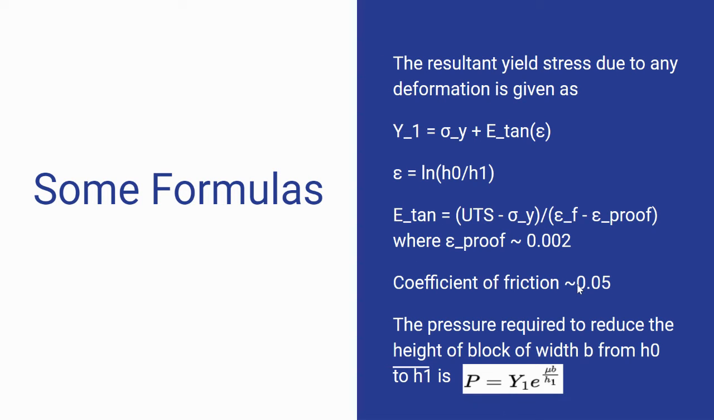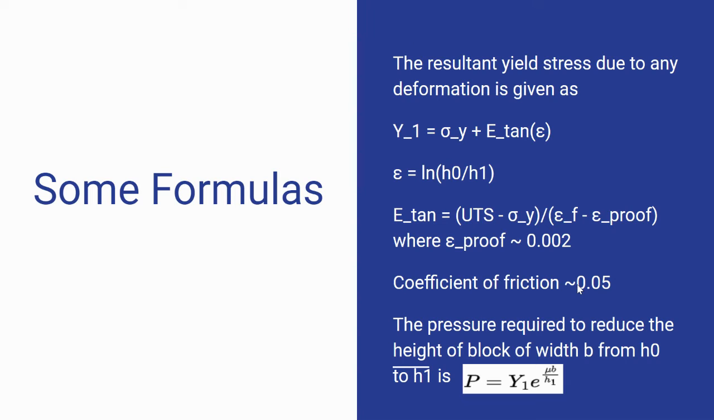Some formulas are given here. The resultant yield stress due to deformation is given by sigma y plus tangent modulus times strain. The strain is ln of h0 upon h1, where h0 is the initial height and h1 is the final height after deformation. Tangent modulus is given by ultimate tensile strength minus yield stress divided by failure strain minus proof strain, where proof strain is 0.002. Coefficient of friction in our problem is assumed to be 0.05.